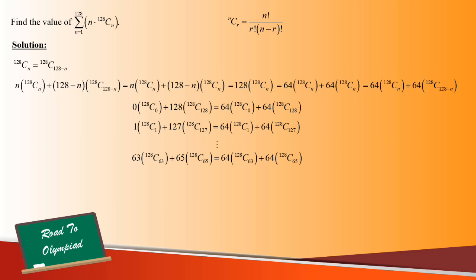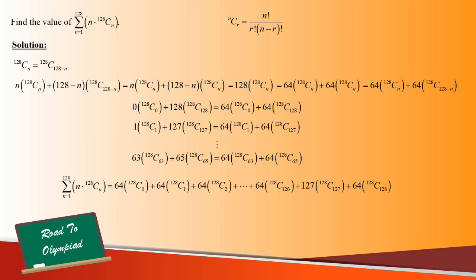By summing all these together with 64 times 128 choose 64, we have the sum of 0 times 128 choose 0 until 128 times 128 choose 128, which we can remove the first term as it is equal to 0, and the remaining sum is simply equal to the required summation. And this is equal to the sum of 64 times 128 choose 0 until 64 times 128 choose 128.